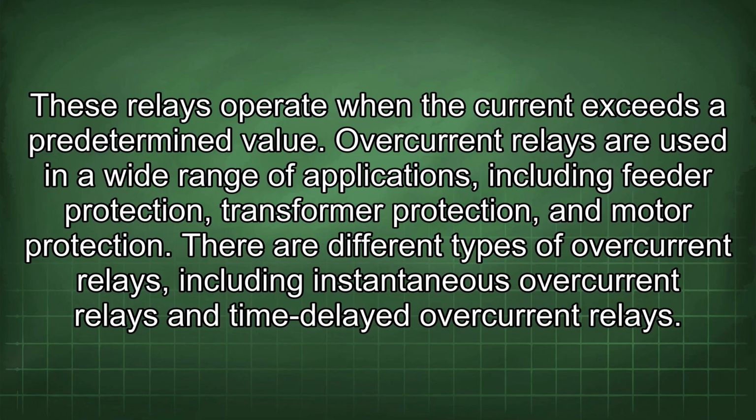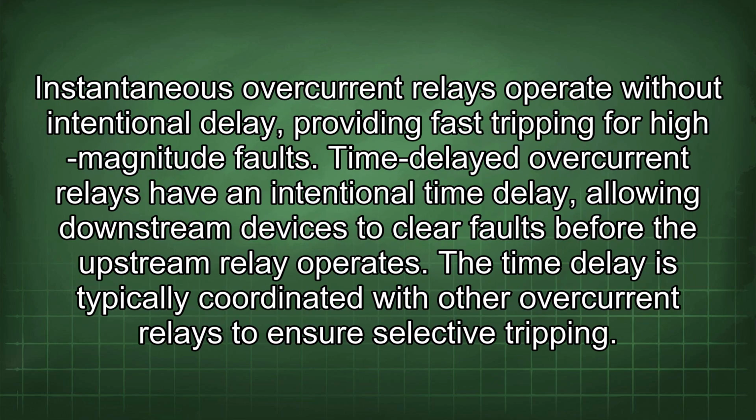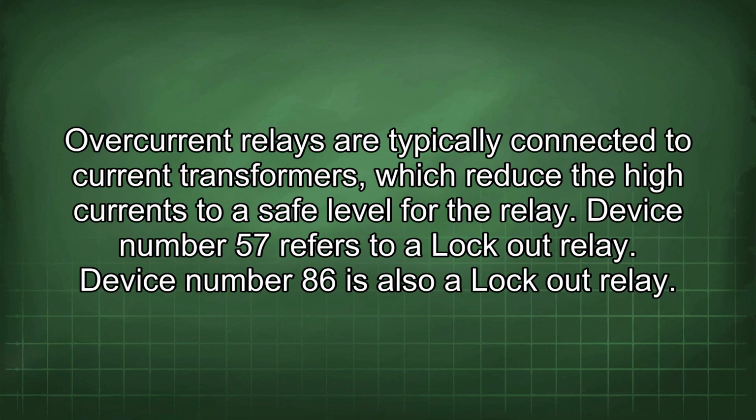There are different types of overcurrent relays, including instantaneous overcurrent relays and time-delayed overcurrent relays. Instantaneous overcurrent relays operate without intentional delay, providing fast tripping for high-magnitude faults. Time-delayed overcurrent relays have an intentional time delay, allowing downstream devices to clear faults before the upstream relay operates. The time delay is typically coordinated with other overcurrent relays to ensure selective tripping. Overcurrent relays are typically connected to current transformers, which reduce the high currents to a safe level for the relay.